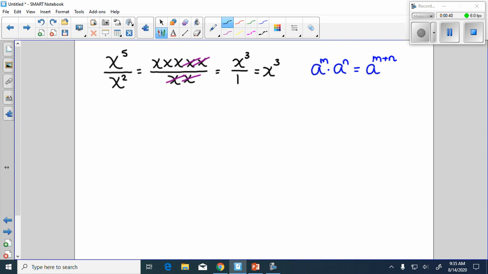Remember, if the denominator of a fraction is 1, we don't have to write it, unless we need it in fraction form for something we're doing down the road. So notice that we started with a 5 on top and a 2 on the bottom, and we ended up with 3 altogether. And so instead of adding the exponents as we did in multiplication, in division, as it turns out, we get to subtract.